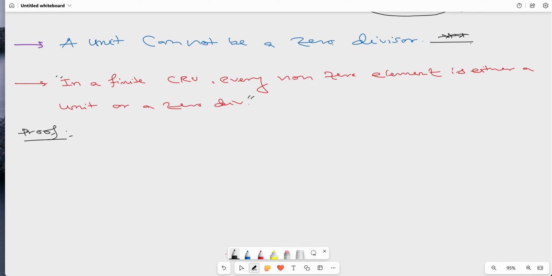So let R be a finite commutative ring with unity. Suppose this R is a finite CRU. For any A, fix a non-zero A, define a function f from R to R. R means the ring R, okay? And how do we define?